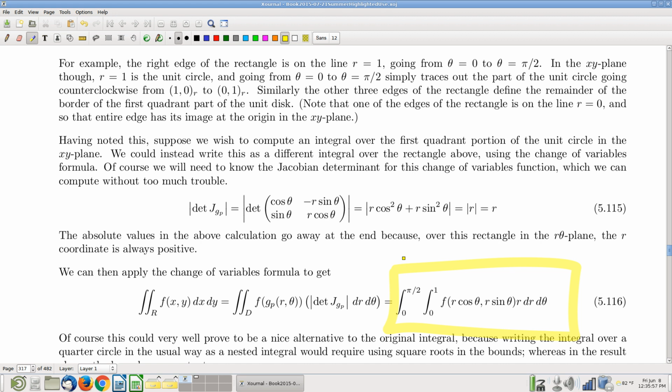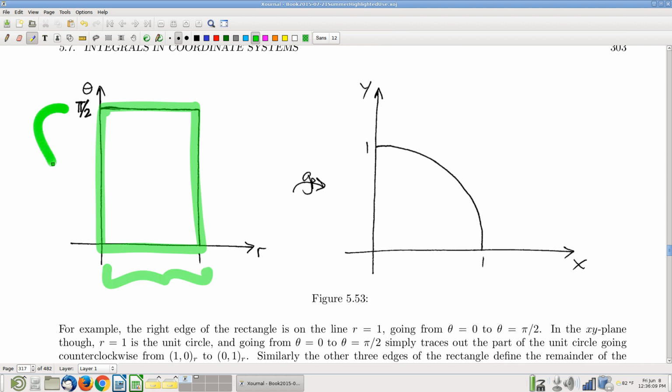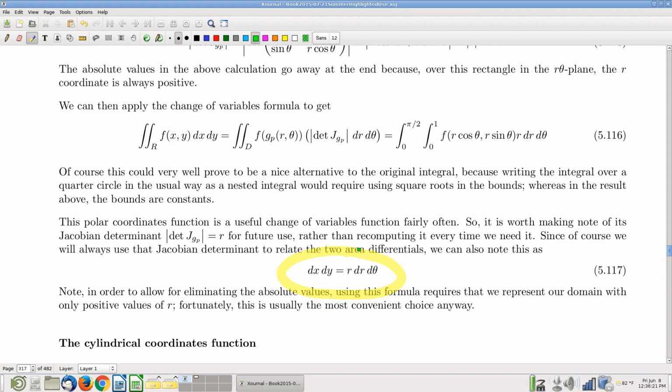Note the domain for this integral is our new rectangular pullback domain over here. So r goes from 0 to 1, theta goes from 0 to pi over 2. See how that works? It's a pretty big win. So sometimes change of coordinates formulas are great change of variables functions.